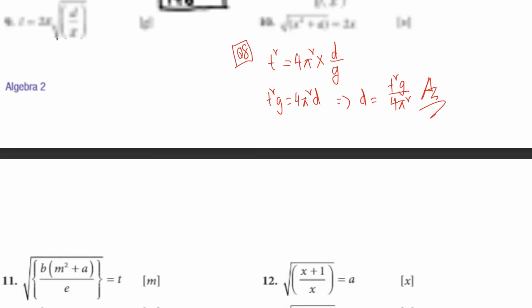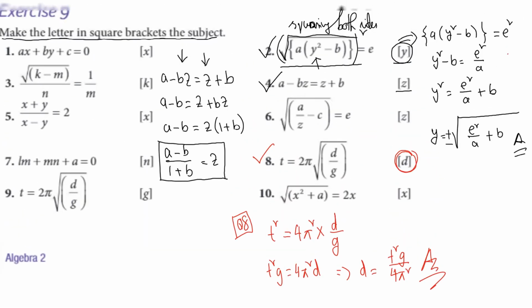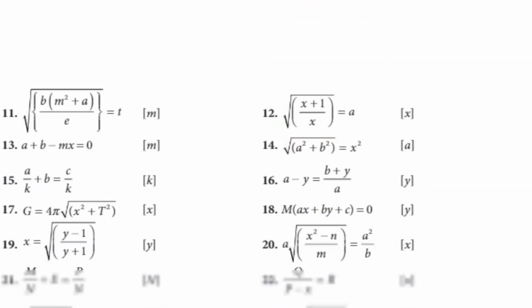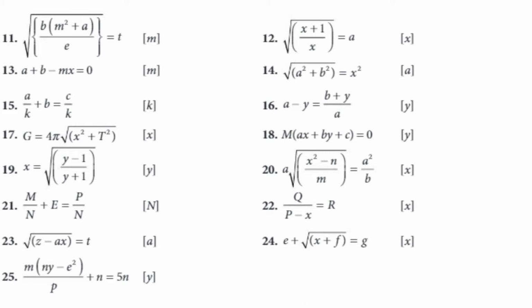So the question: why did we choose 4 pi square? Because it is written here 2 pi, so we are going to square on both sides, right? Here is the square and that part we are going to square. So without the square root we need to make the square, that's why it goes to 4 pi square. Good question.